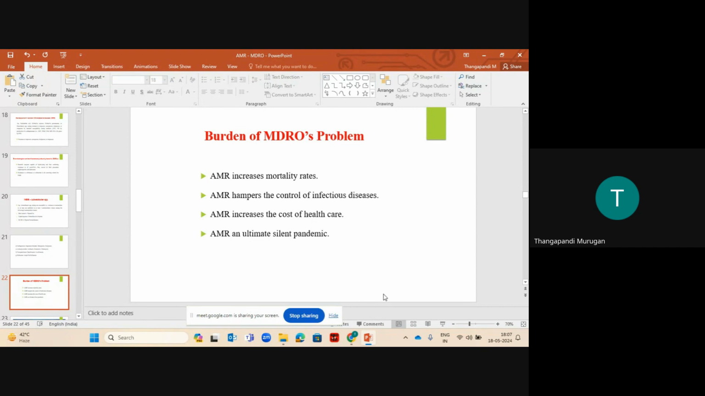It won't be good if you are an infectious disease person seeing the reality of how antimicrobial resistance is affecting patient outcomes. It also increases the cost of healthcare, because in recent times we have seen so much inflation, and the cost of treatment keeps increasing. And ultimately, AMR is a silent pandemic.